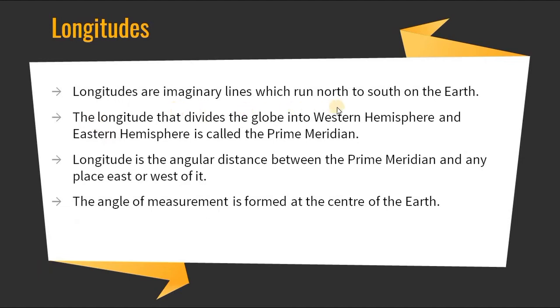Longitudes are also imaginary lines which run north to south on the Earth. The longitude that divides the globe into western hemisphere and eastern hemisphere is called prime meridian. Longitude is the angular distance between the prime meridian and any place east or west of it. The angle of measurement is formed at the center of the Earth.